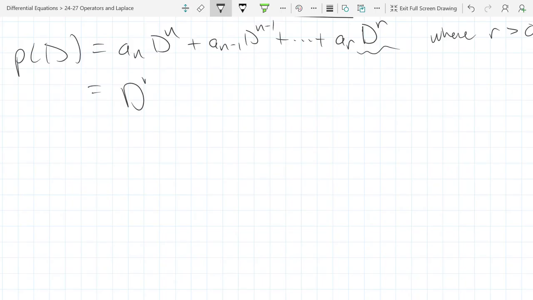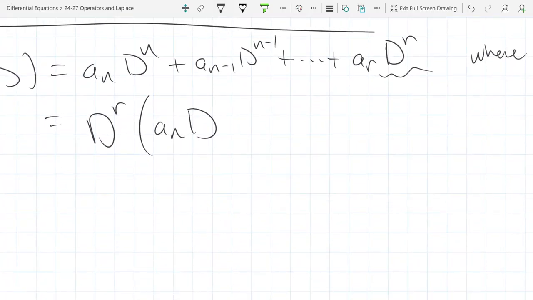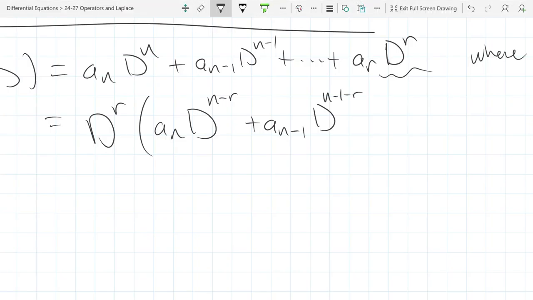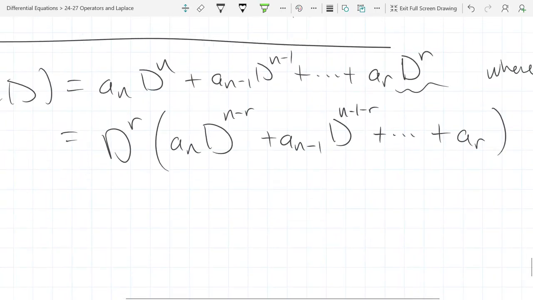So this looks like d to the r times. Now, you have to be a little careful with the powers. What is the power of the first term here? Minus r, so that'll be n minus r. So we got r out of there. Make sure your r's look like your n's. The next one will look even uglier, except just follow the pattern. You could either write n minus r minus 1 or n minus 1 minus r. Plus, now the last term is a_r. Okay, so that was just algebra, not too bad.